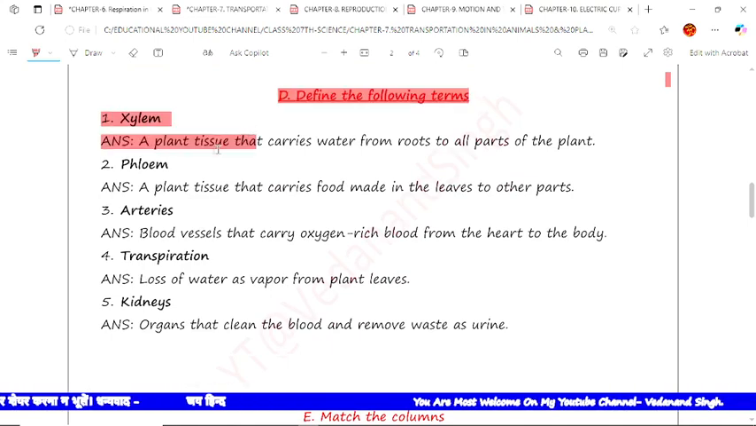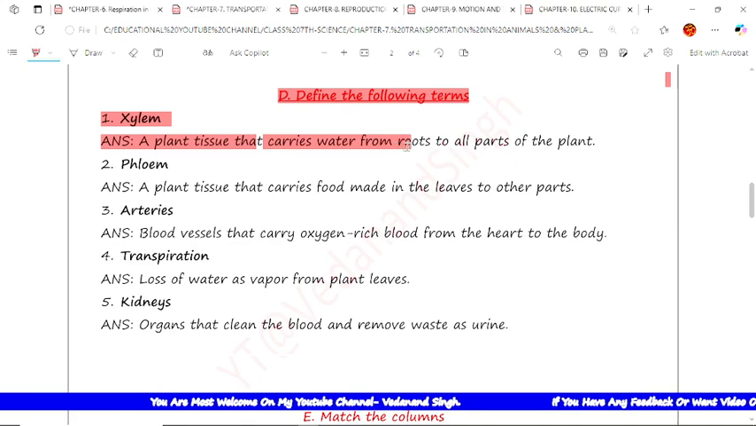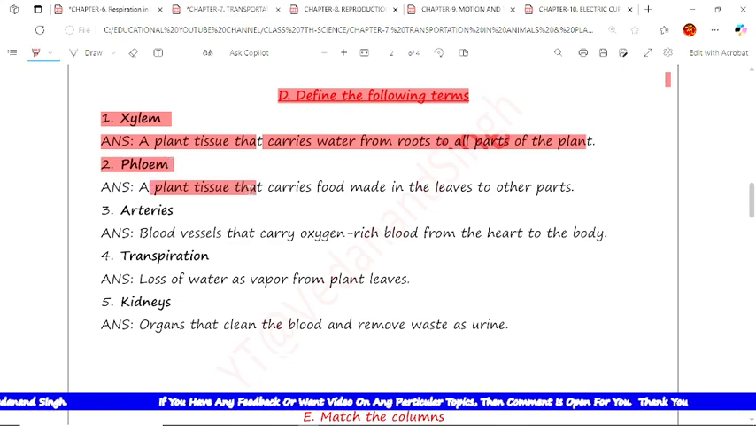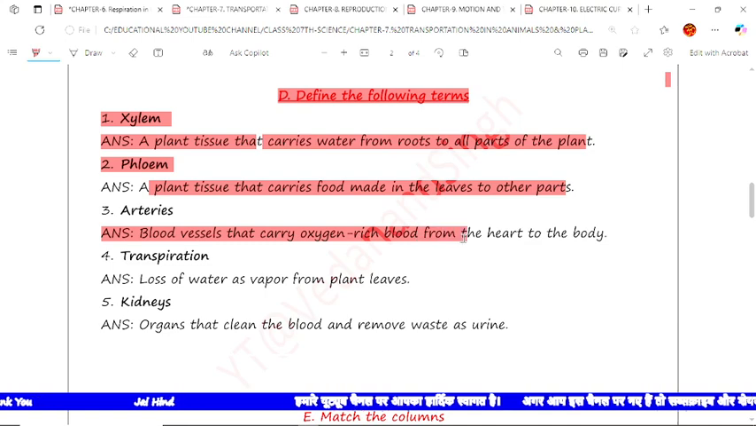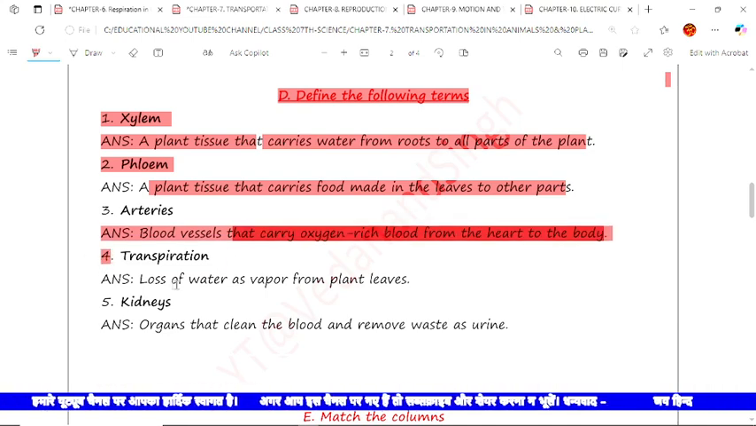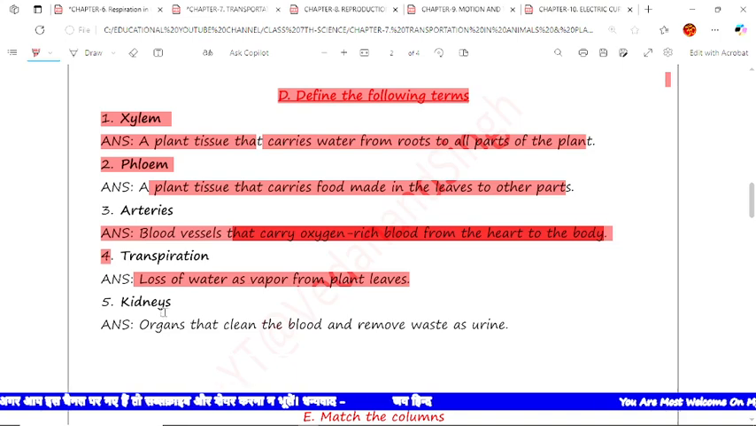What is xylem? A plant tissue that carries water from roots to all parts of the plant. The second term is phloem. A plant tissue that carries food made in the leaves to other parts of the plant, that is the phloem. And arteries: the blood vessels that carry oxygen-rich blood from the heart to the body, that is an artery. Next is transpiration. The loss of water as vapor from leaves is called transpiration.